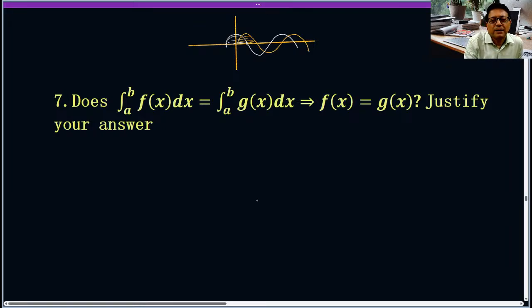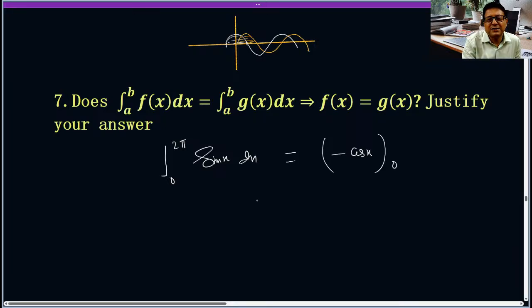Okay, just you find 0 to 2 pi sin x dx. This is for this curve, yellow one. What is the value? Minus cos x, 0 to 2 pi, no, 0 to pi, sorry. You just find 0 to pi sin x dx. Why? Because this part is 0 and this is pi. So put upper limit.